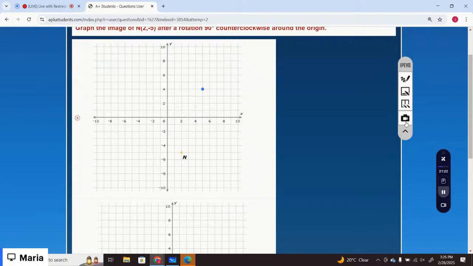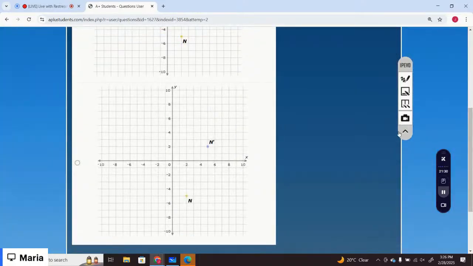Option number 1, is it the correct option? This point is fixed. You have to move this point, right? No, that is not the correct option. Option number 2 is the correct option. This point is fixed. You have to move this point. So option number 2 is the correct one.